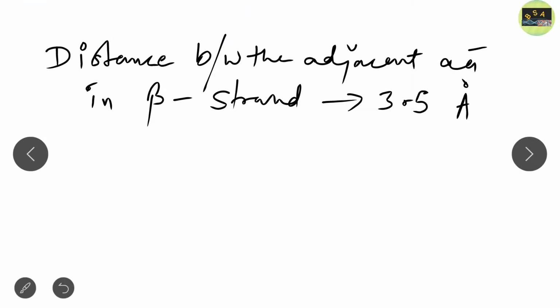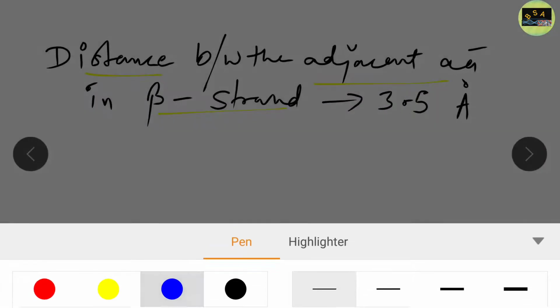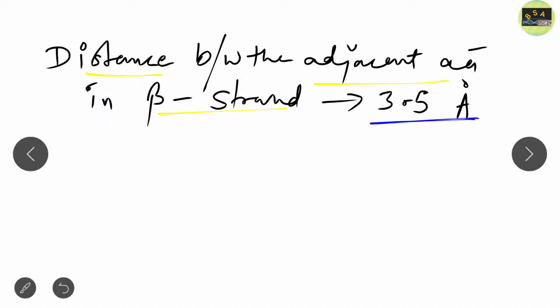Clear? So this is a very important point: the distance between adjacent amino acids along a beta strand is about 3.5 angstrom, while in the case of the alpha helix it is 1.5 angstrom. Clear? So this is another important point regarding the beta sheet, or you can say beta strand.